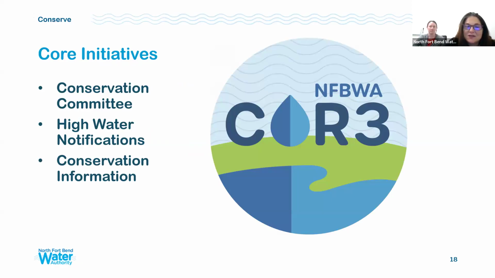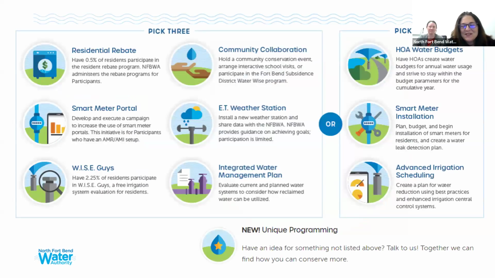You have to administer high water user notifications, and directors need to be involved in what that threshold is that you set on what you decide who gets those letters. And then you also have to disseminate your conservation information to your community via multiple routes. So that is the core to be able to be considered in the program. On top of that, you have the a la carte. You can do one of our smaller initiatives of the pick 3, or you could pick one.